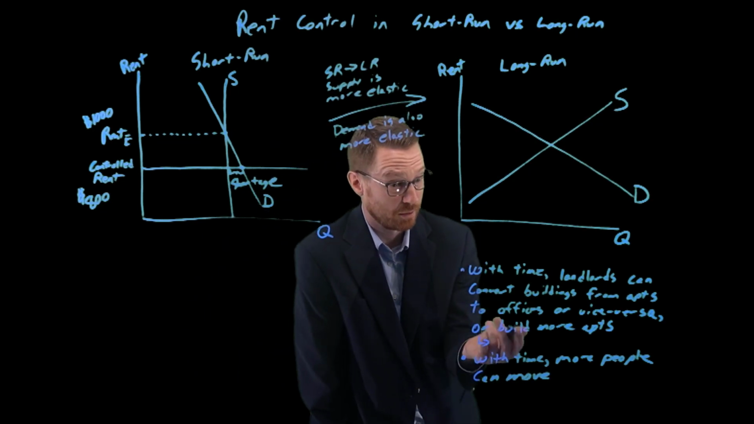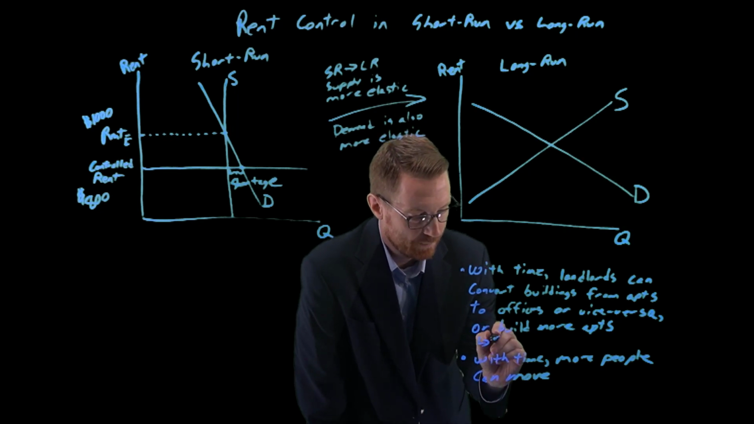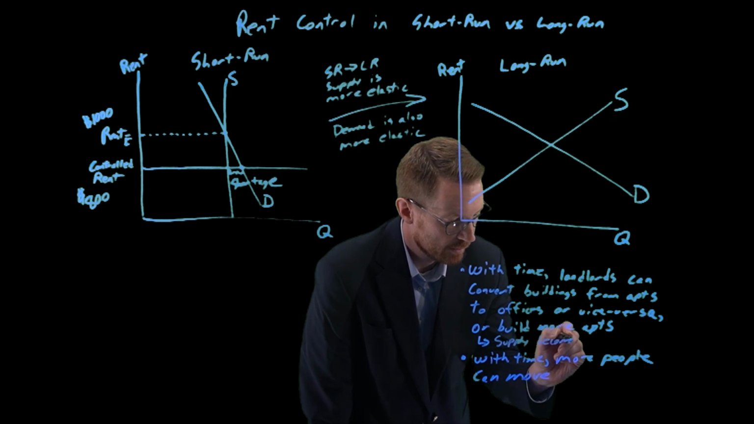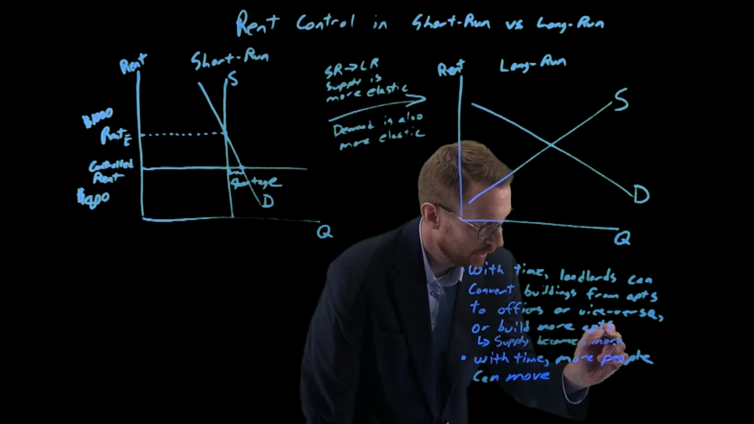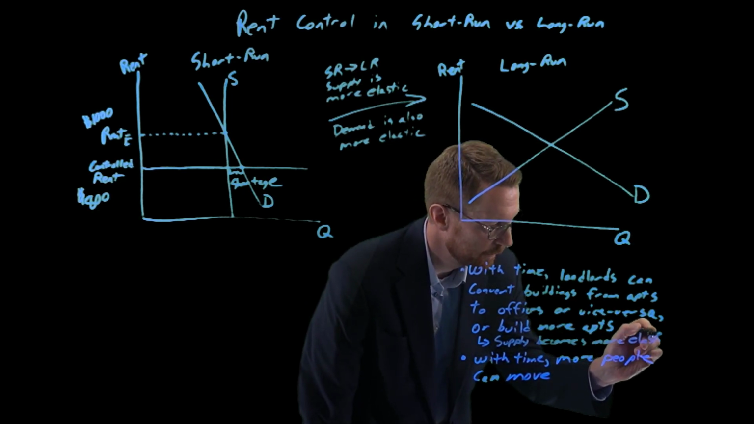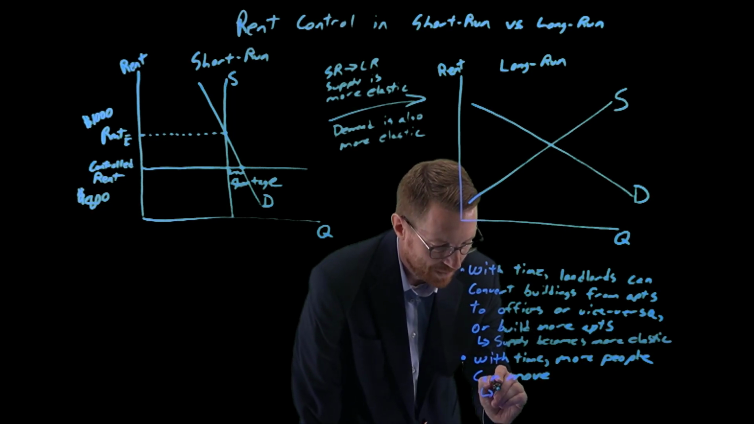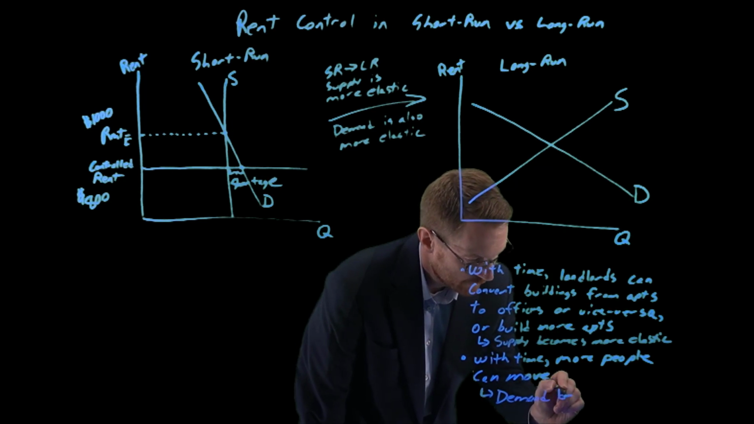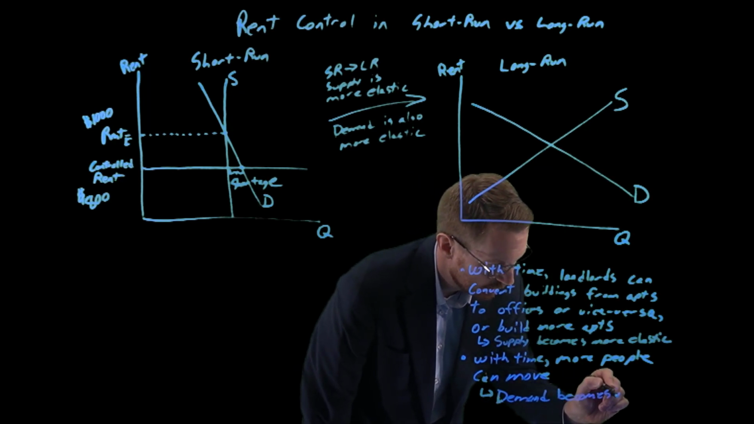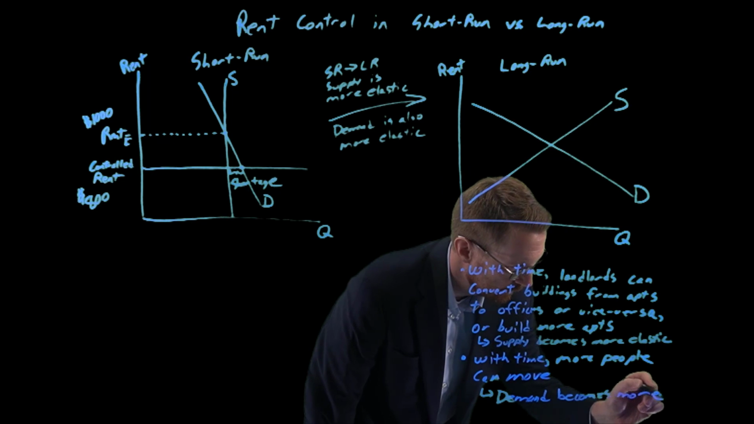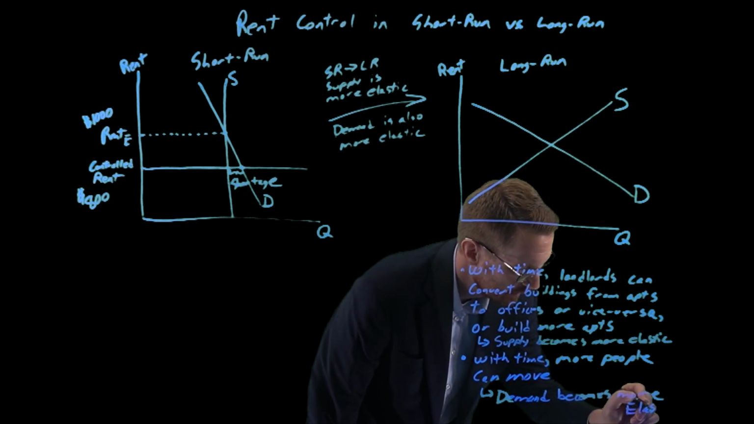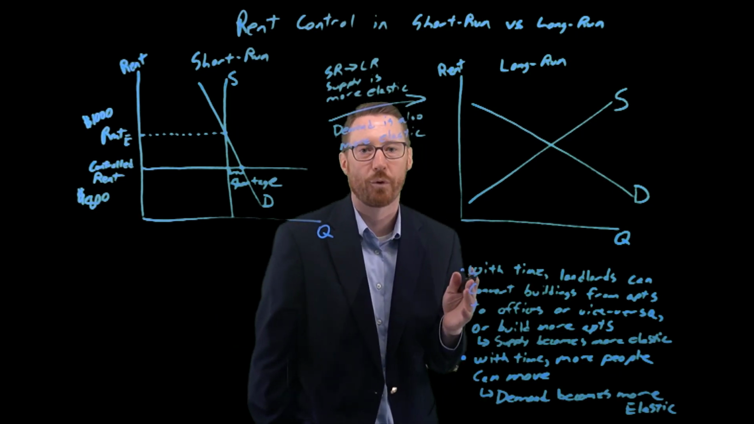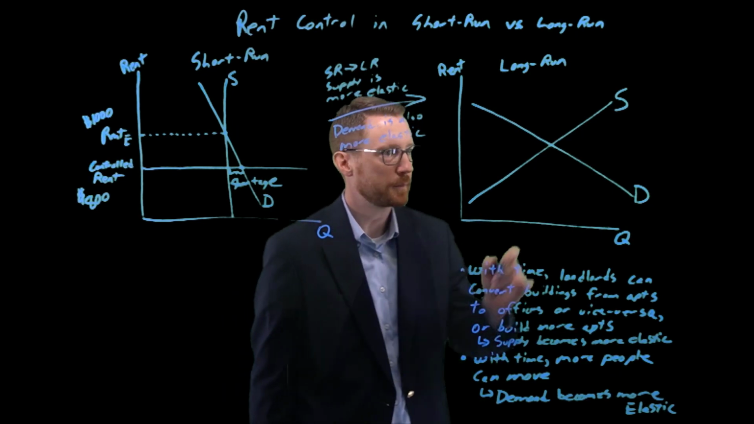So what's our sub-bullet for each one? With time, supply becomes more elastic and demand becomes more elastic. All right, so what does that mean for the effect of a policy?